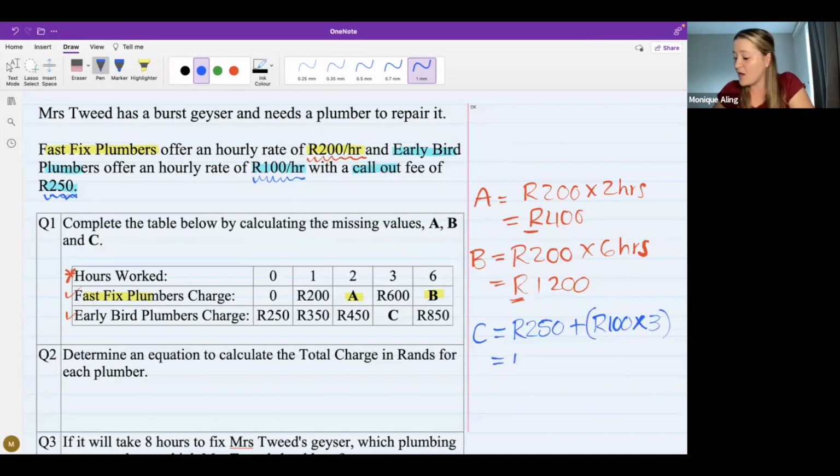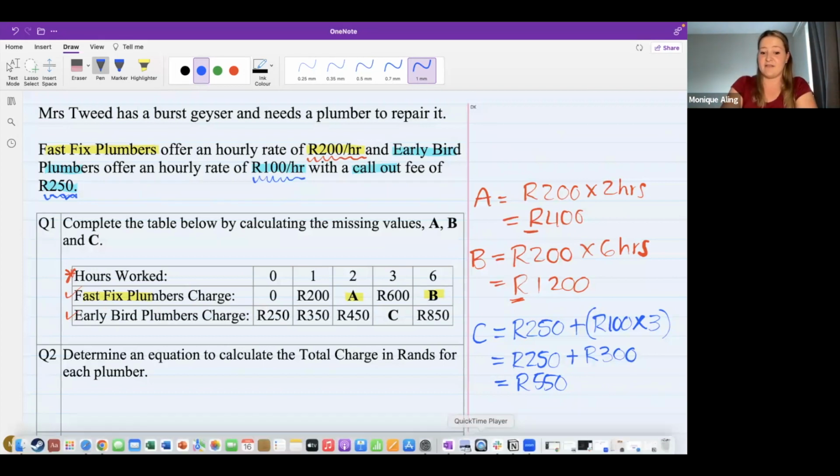Okay, so remember BODMAS, we need to do the multiplication first. And with maths, we need to show as many steps as possible because we get lots of method marks. So rather do too many steps than too little. And you get an answer of 550 Rand.